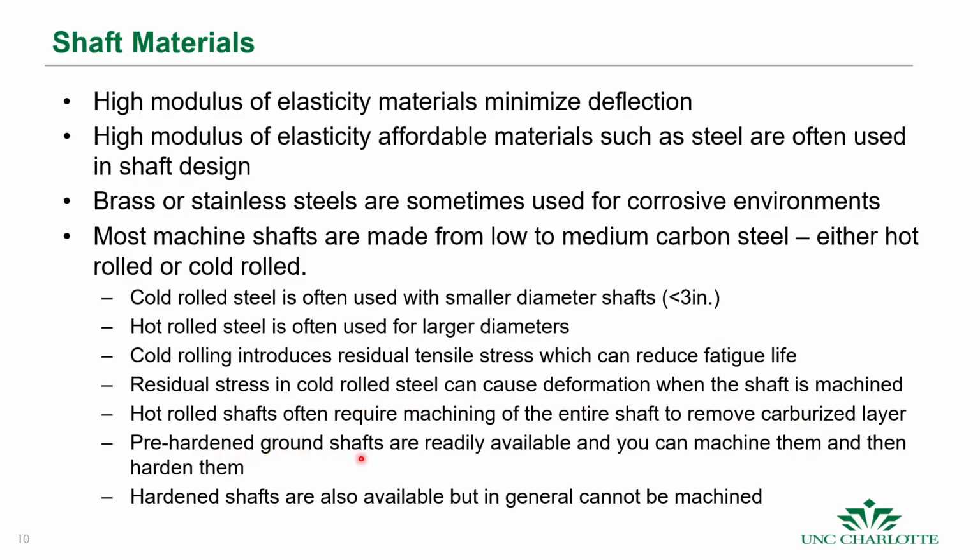Pre-hardened ground shafts are readily available, and you can machine them and then harden them. You can get a material that might have a pH at the end of it, which means pre-hardened, and they're ground, so then you can machine them and get your precise geometries. After you're done, you can send them off to heat treat to be hardened. You can also just buy hardened shafts, but in general, you can't machine a shaft after it's been hardened.